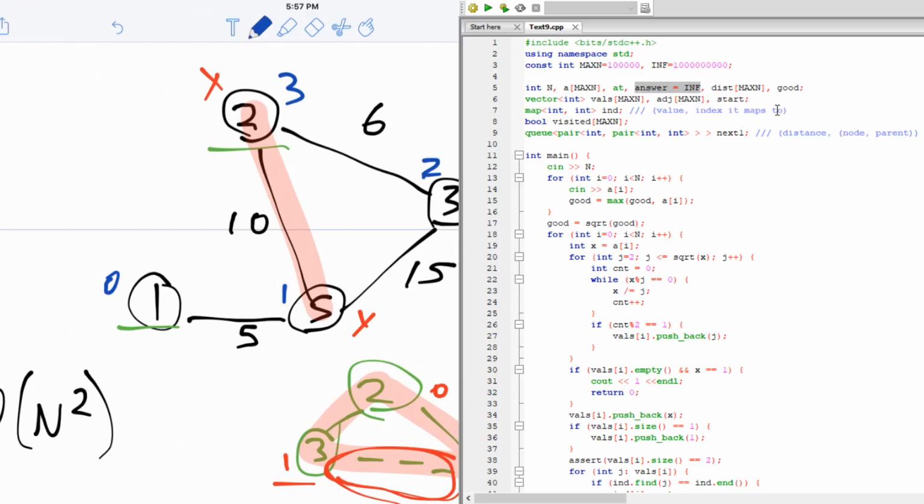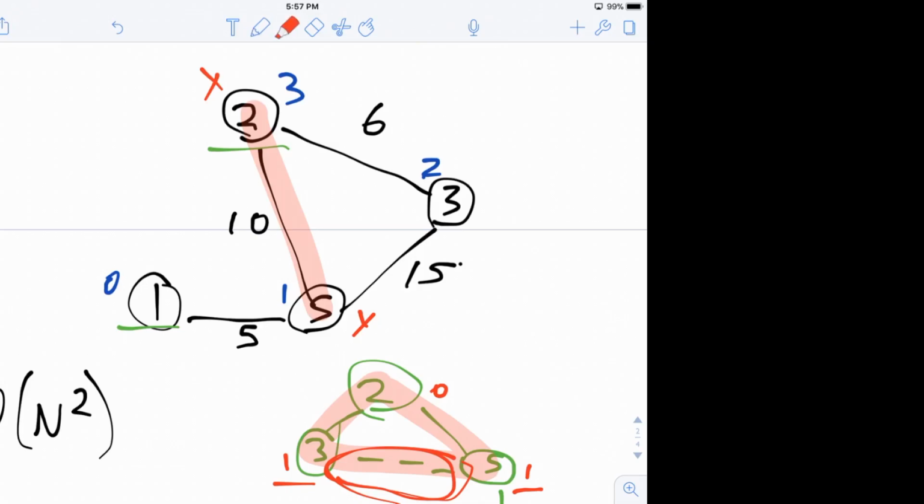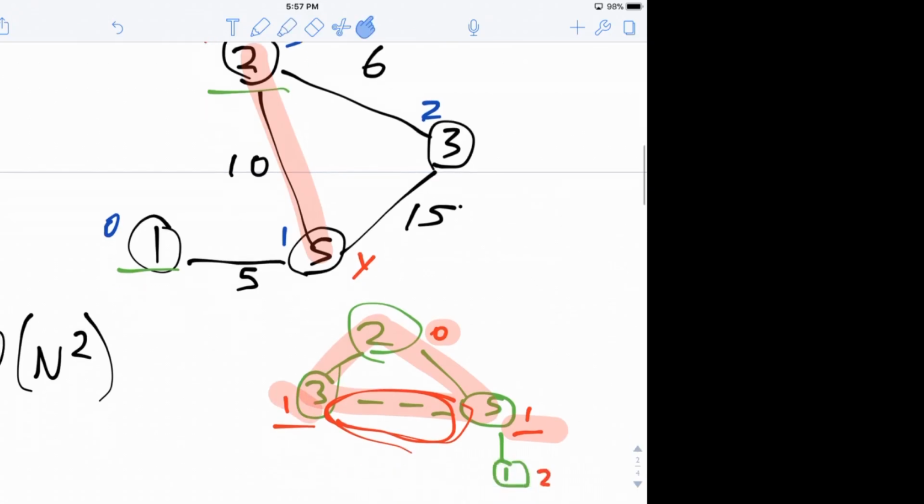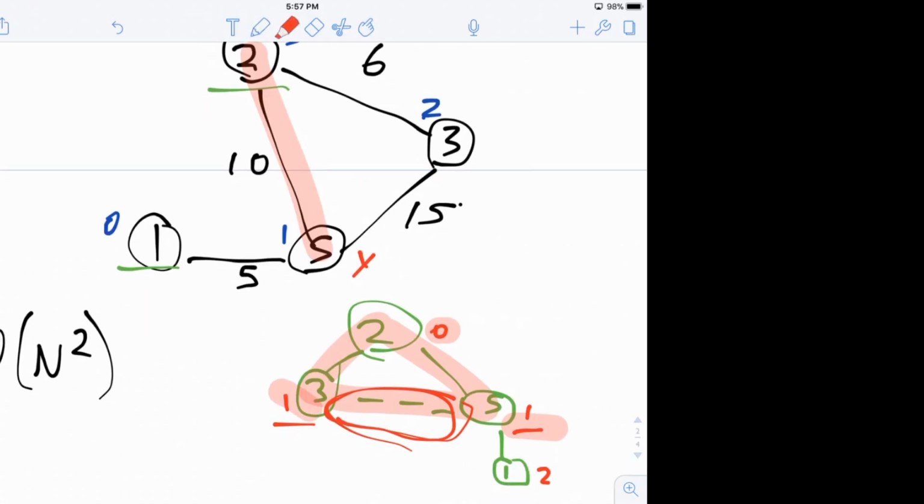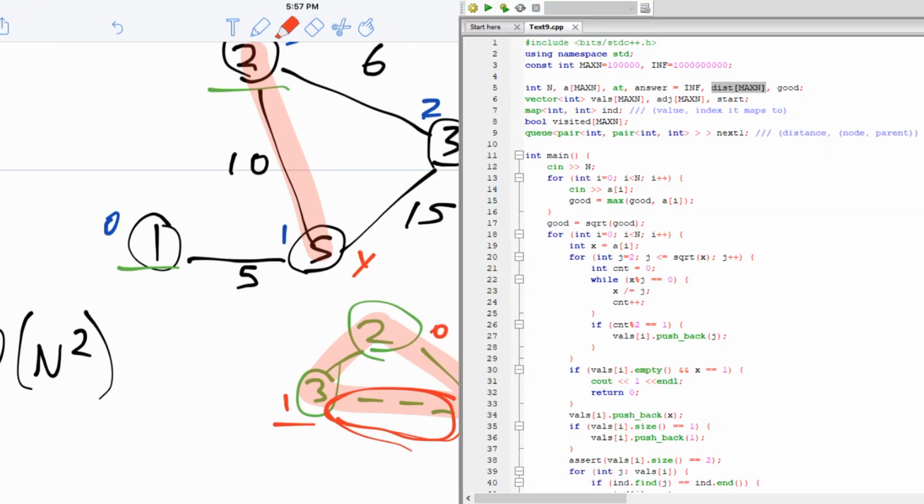Distance keeps track of each node's distance from the root. So distance would be like these red values here: 0, 1, 1, and 2. That would be distance. Visited is if we visited an element in the array. Next one, so this is a queue. So we're going to do a BFS, right?